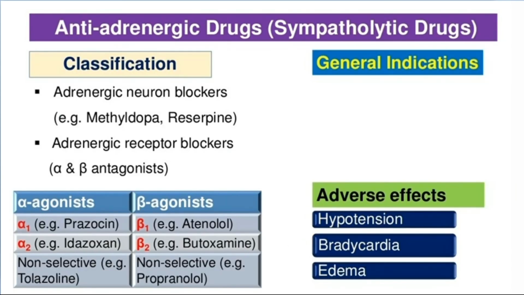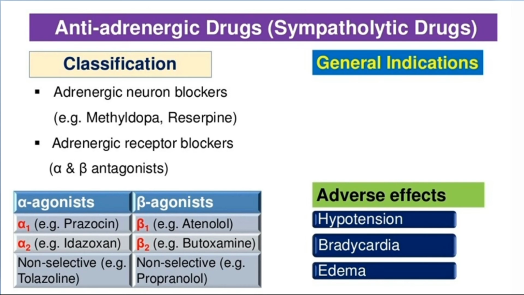Anti-adrenergic drugs, sympatholytic drugs. Classification: adrenergic neuron blockers, example methyldopa, reserpine. Adrenergic receptor blockers, alpha and beta antagonists. Alpha antagonist, alpha 1, example prazosin, alpha 2, idazoxan. Non-selective, example tolazoline. Beta 1 blocker, example atenolol.